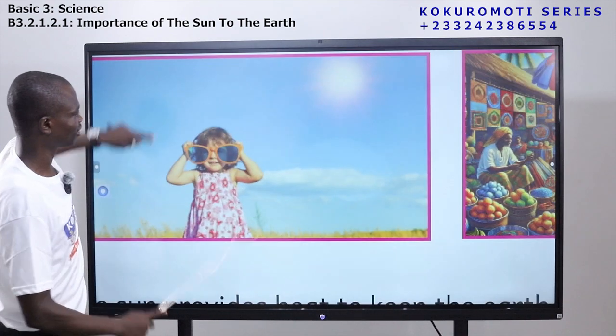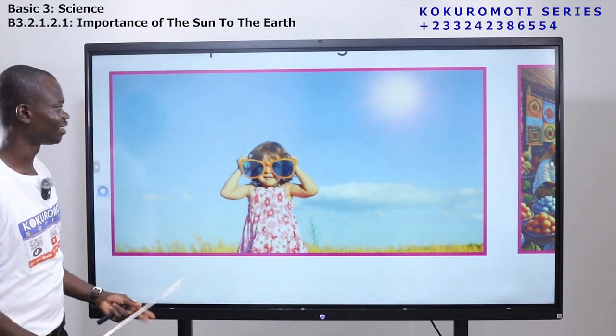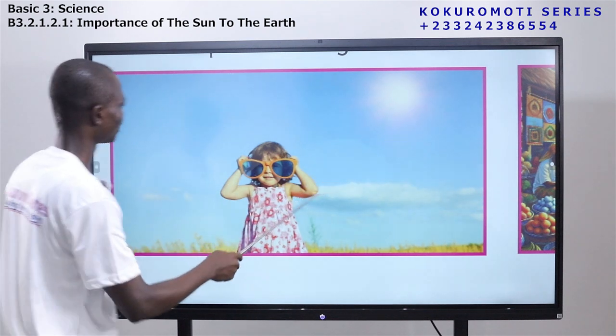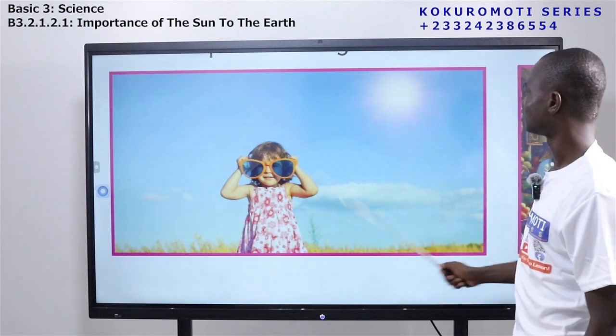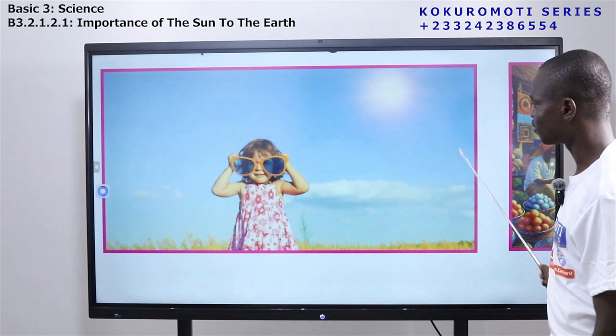Look at this baby girl. Have you seen this girl? She can see because of what? The sun. Because of the sun, she can what? See. The sun gives us what? Light.